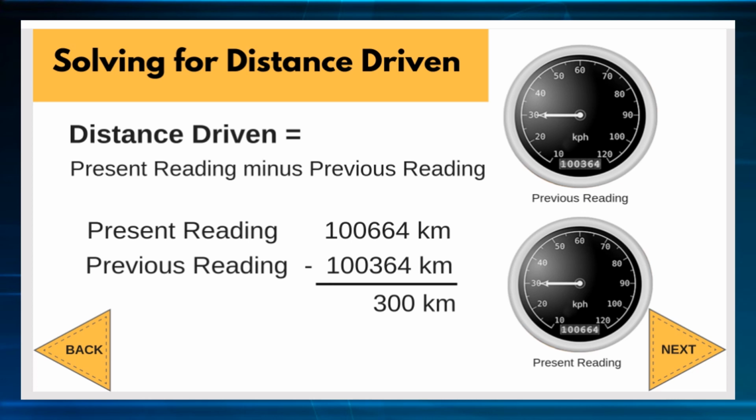Next, to solve for distance driven, we follow this formula. So distance driven equals present reading minus previous reading. Based on our example in the previous slide, the present reading is this one, and the previous reading was this. Subtracting the two, therefore we got this difference, 300 kilometers. So the distance driven is about 300 kilometers.